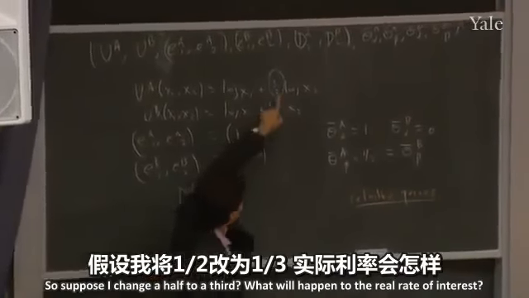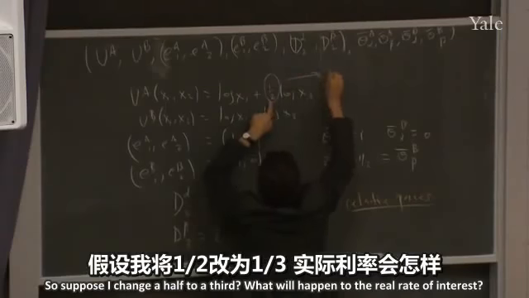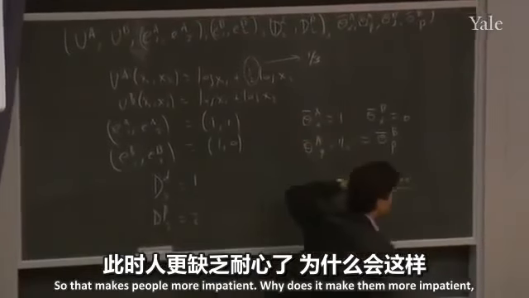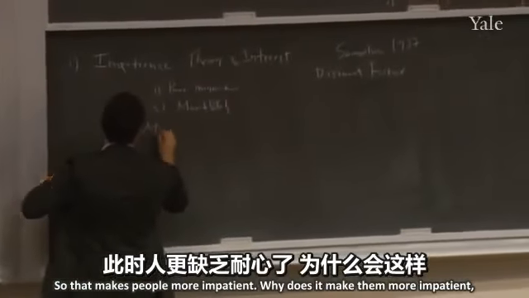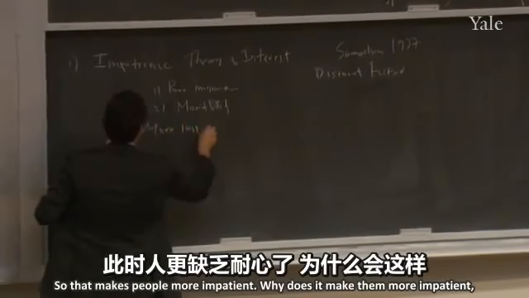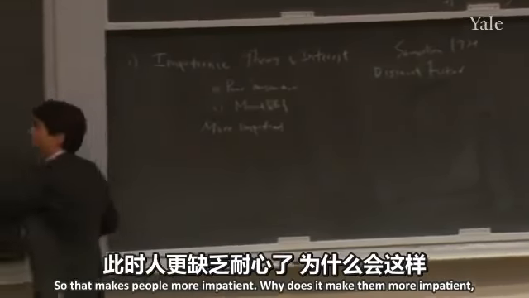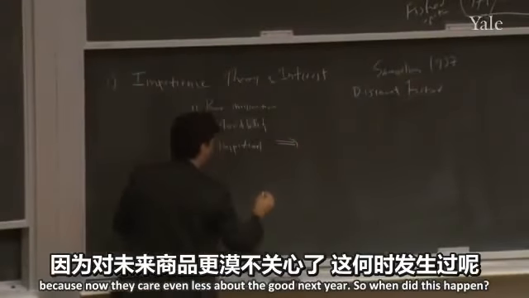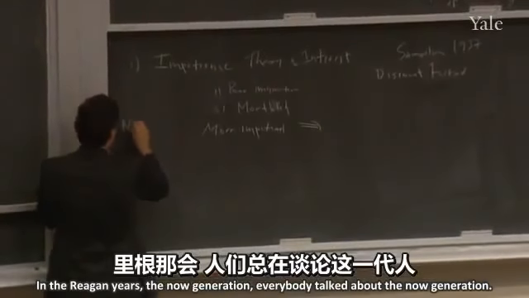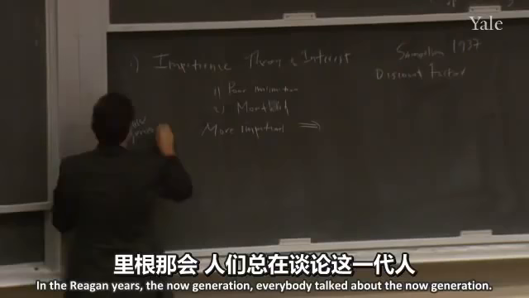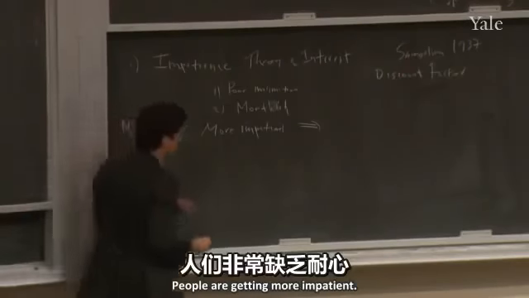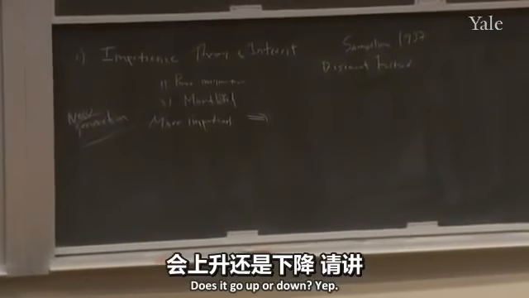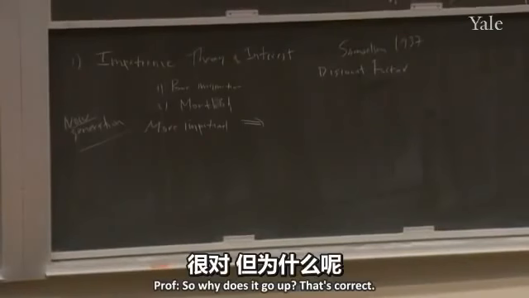So suppose I change a half to a third. What will happen to the real rate of interest? That makes people more impatient. Why does it make them more impatient? Because now they care even less about the good next year. When did this happen? In the Reagan years, the now generation. Everybody talked about the now generation. People are getting more impatient. So what happens to the real rate of interest when people get more impatient? Does it go up or down? Yep, it goes up.